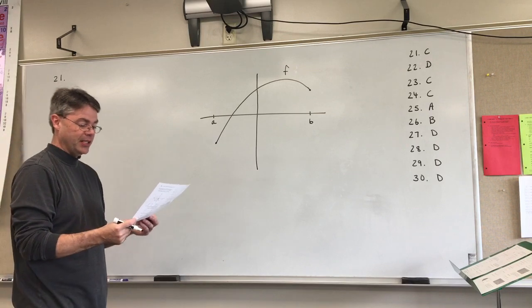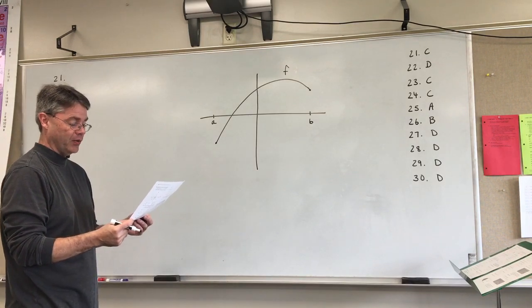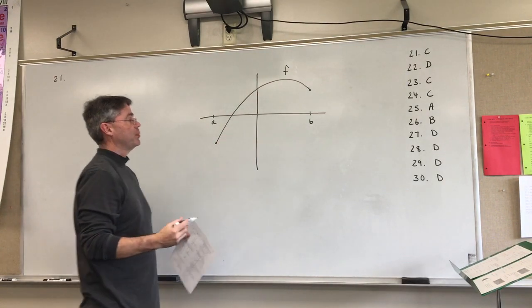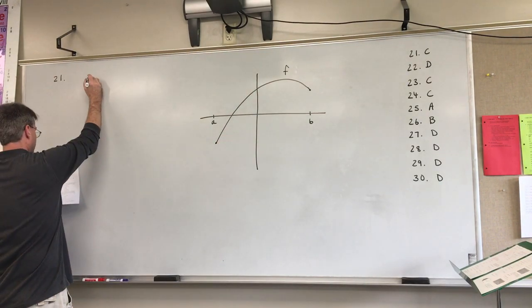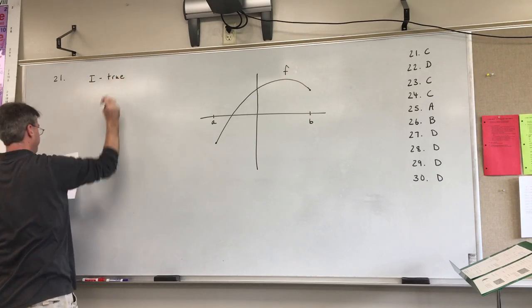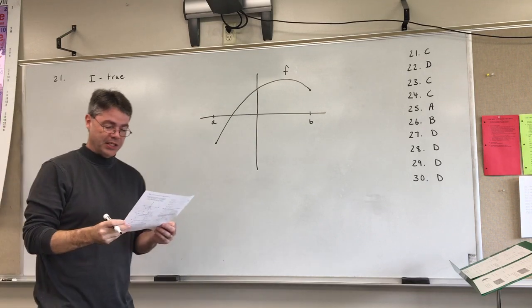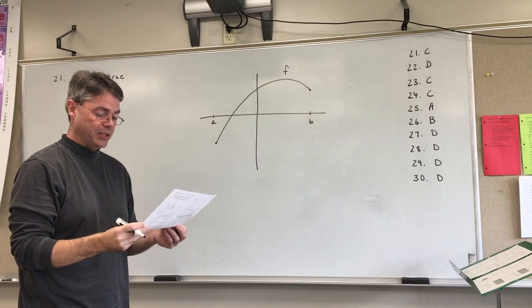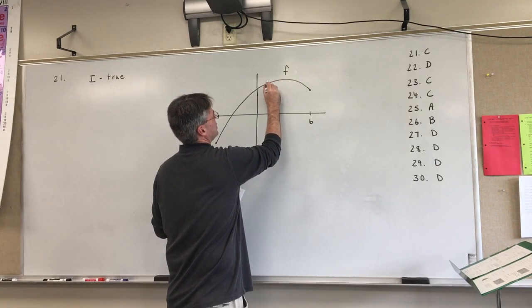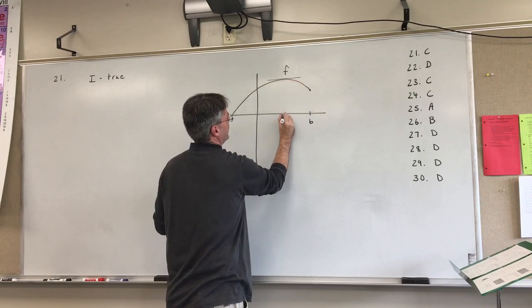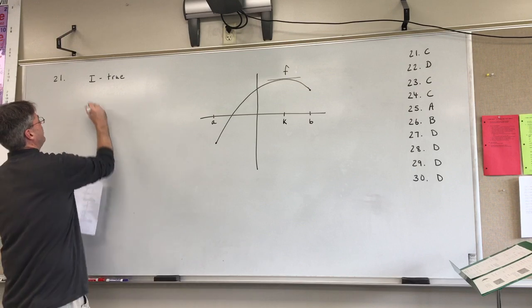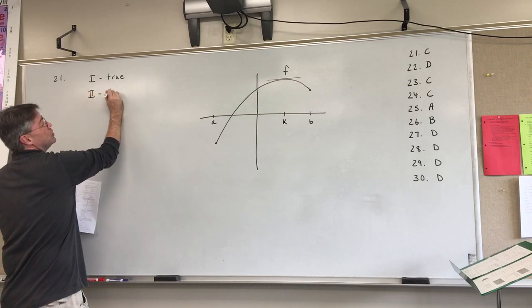The function is differentiable from A to B. Okay, that's true. There's no breaks in the function. There's no sharp turns. So definitely number 1 is true. Number 2, there exists a number k on the interval a to b such that f prime of k is 0. Well, that's true because that just means the slope of the tangent line at some point k is 0. So we've got that situation in this graph. So part 2 is true.